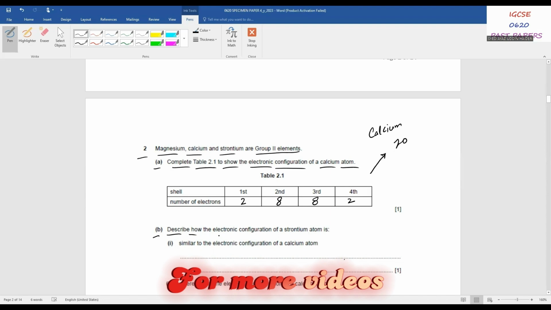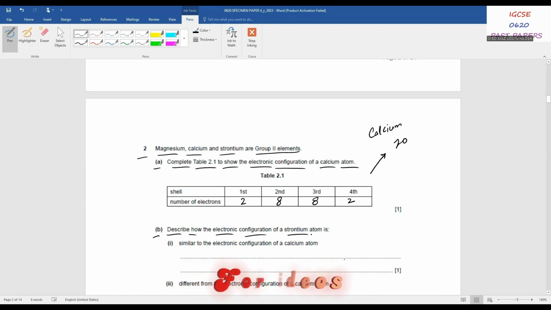B. Describe how the electronic configuration of a strontium atom is. Number 1, similar to the electronic configuration of a calcium atom. Both belong to group 2, so they have the same number of outer electrons. You can even quote the number of electrons also.